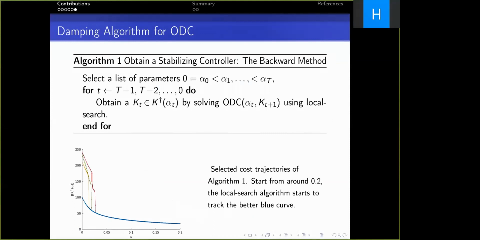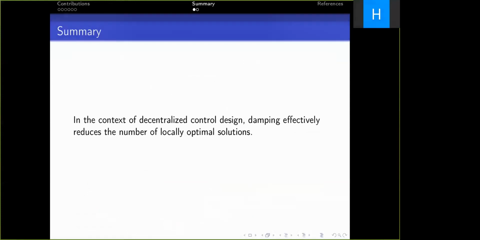problem under certain conditions. In the extended version of the paper, we consider varying the costs Q and R function matrices as well, and also show that there are difficulties of extending our results to alternative homotopy regimes. To summarize, our paper showed that for ODC problems, a homotopy method named damping effectively reduces the complexity of the problem.